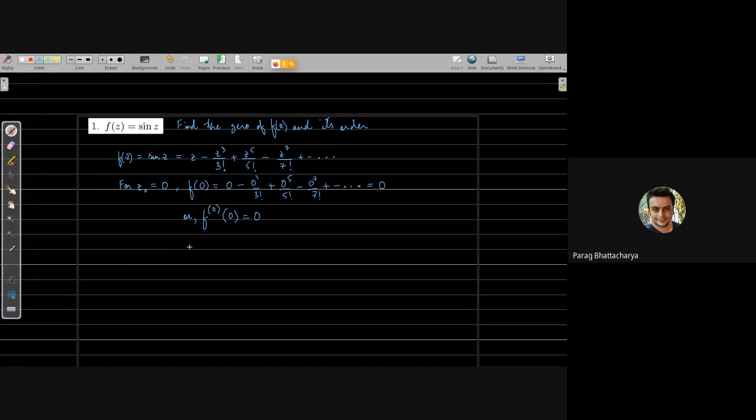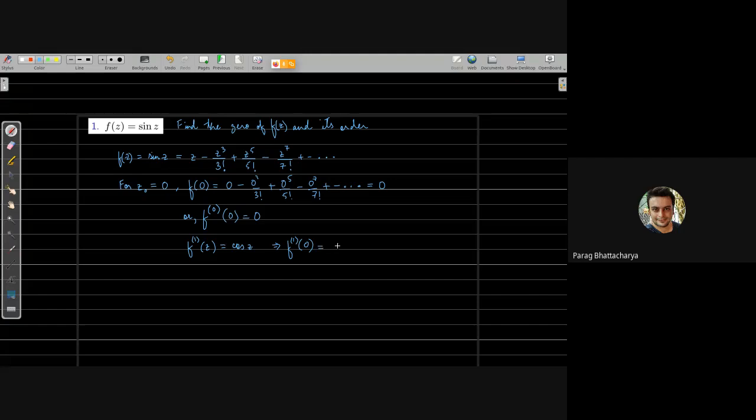There is a first derivative of f of z. What will be the first derivative? The first derivative is cos z, right? So this implies, what will be the value of the first derivative at that same z naught, where z naught is zero? This is equal to cos of zero.